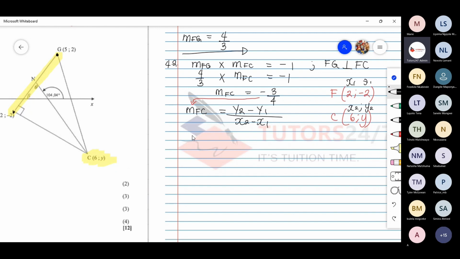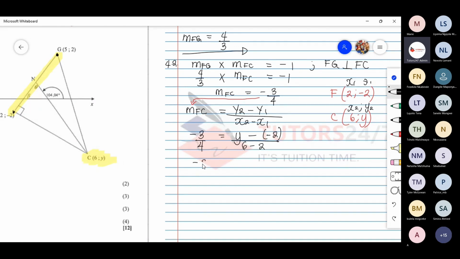So that is going to be -3/4 in place of the gradient of FC. From there, we can substitute our x1, x2, y1 values. The only value that we will not substitute is y2 because we don't know that value. So y2 is y minus y1 is given as -2 over x2 is given as 6 minus x1 is given as 2. Now from here, let us simplify.